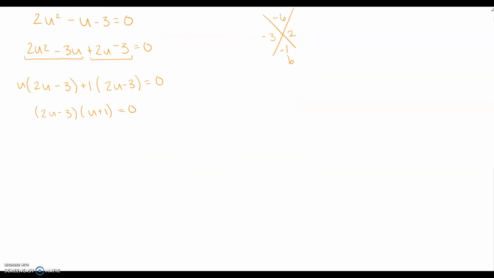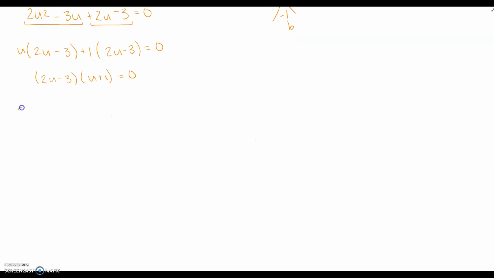So now I can use the zero product property and also replace u with cosine. So that's going to be 2 cosine of theta minus 3 equals 0, and cosine of theta plus 1 equals 0. And I'm going to solve. So for this one, it's going to be 3 halves. And for this one, cosine of theta equals negative 1.